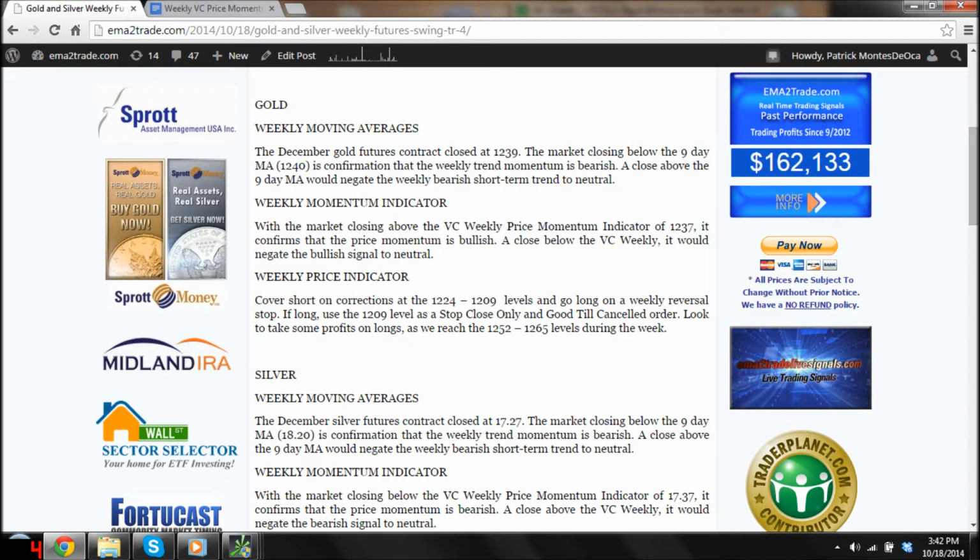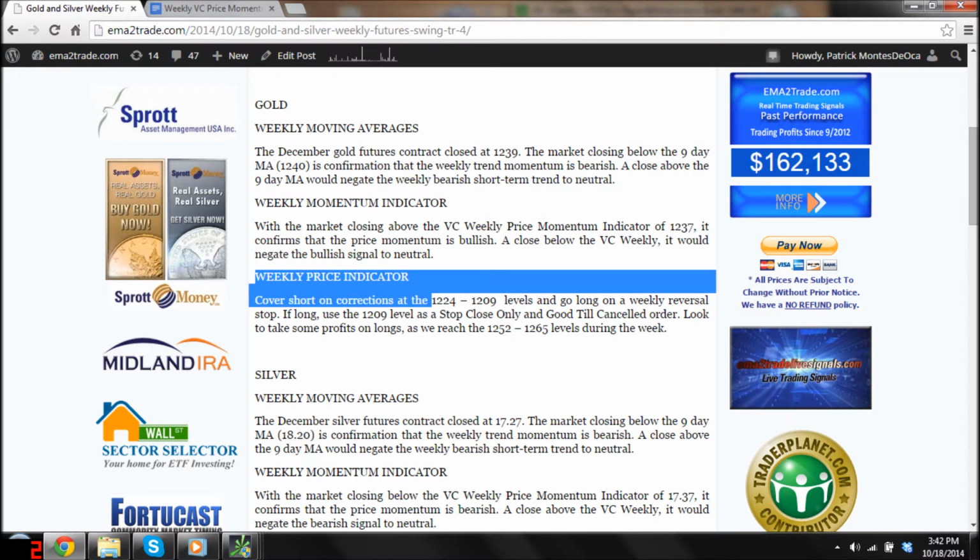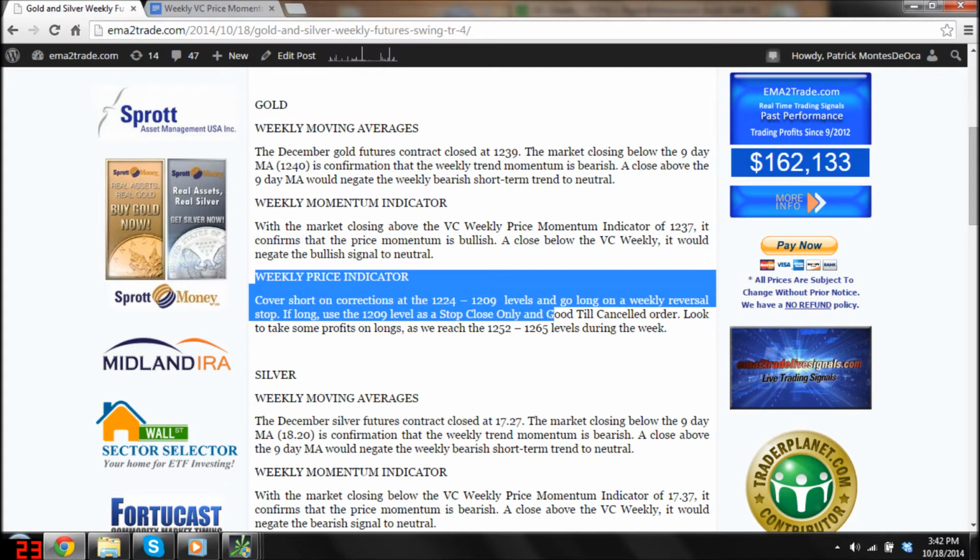So this gives you an idea when the pivot point or the metrics that you use for the week neutralizes the signal, closing above or closing below. The weekly price indicator basically is telling us that if you are short and you are looking to cover your shorts, to cover your short on corrections at the 1224 to 1209 levels and reverse long, it's a weekly reversal stop on a weekly basis. If you reverse long, use the 1209 level as a protective stop, good till cancel on a weekly basis.